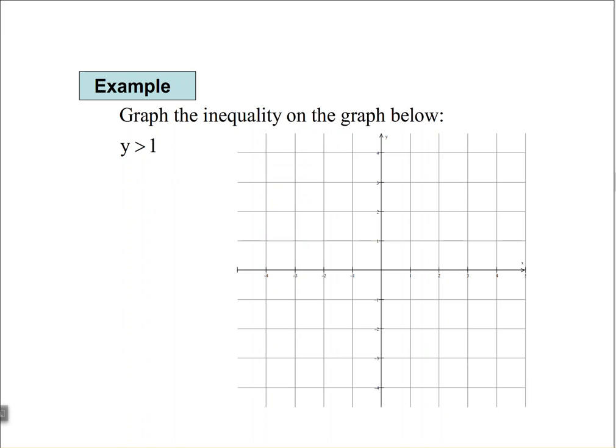Okay, what about y is greater than 1? Well, y is greater than 1. That will give me a horizontal line if I don't have the x variable in that linear equation or inequality, crossing the y-axis at 1. Now, I don't have my or equal to bar, so I need a dashed line. And it says y is greater than. Well, it has to be above or below. So greater than would be above.